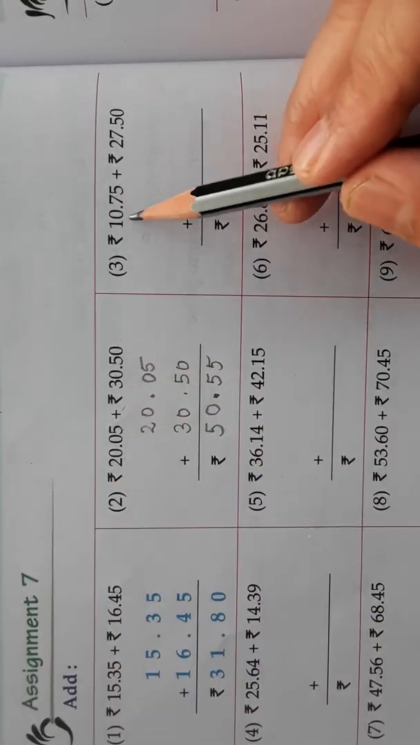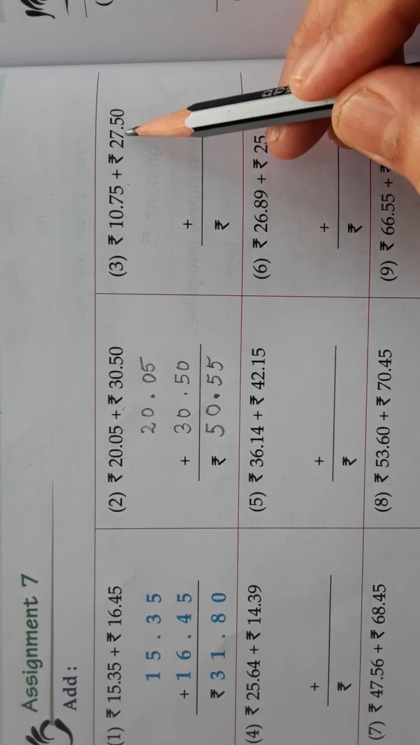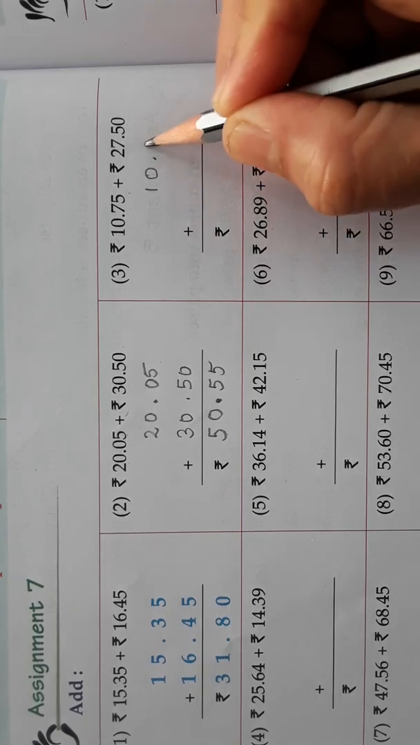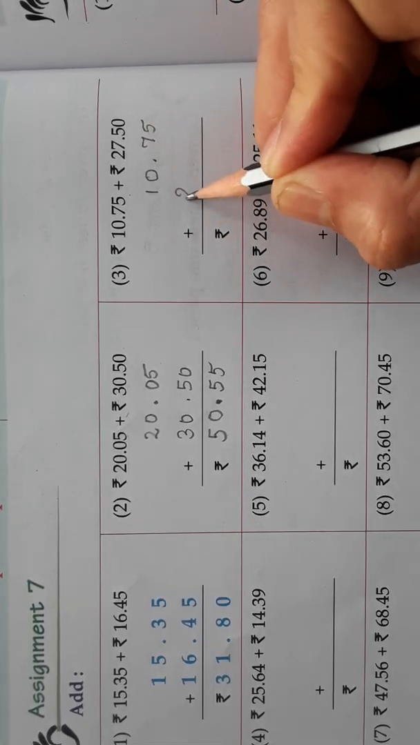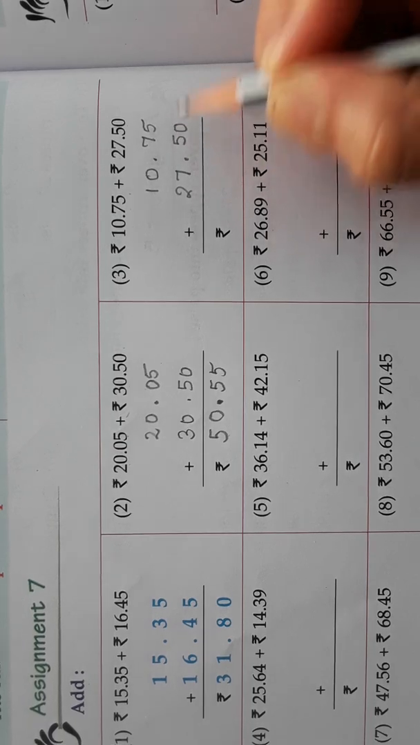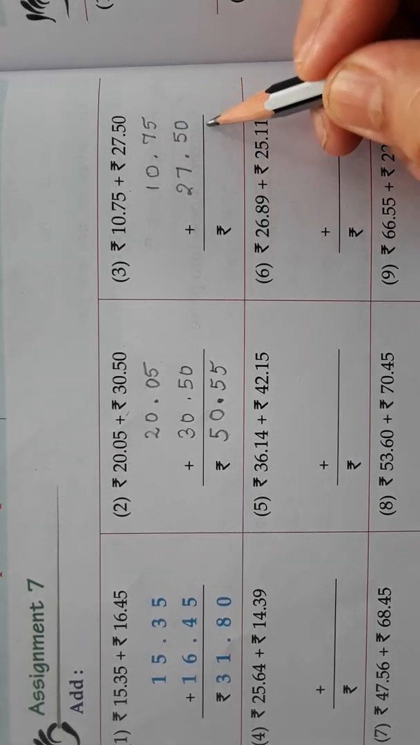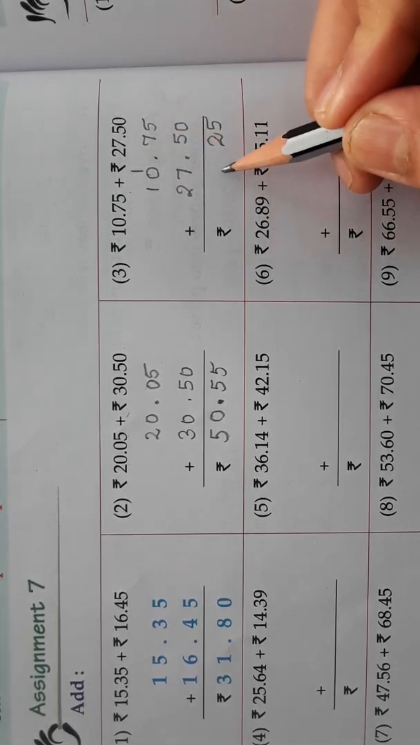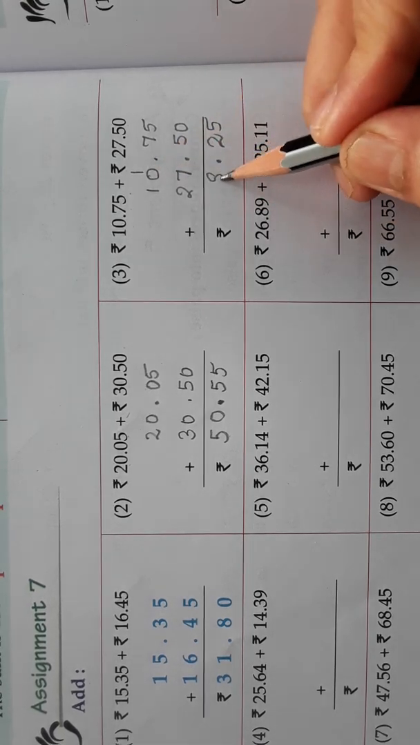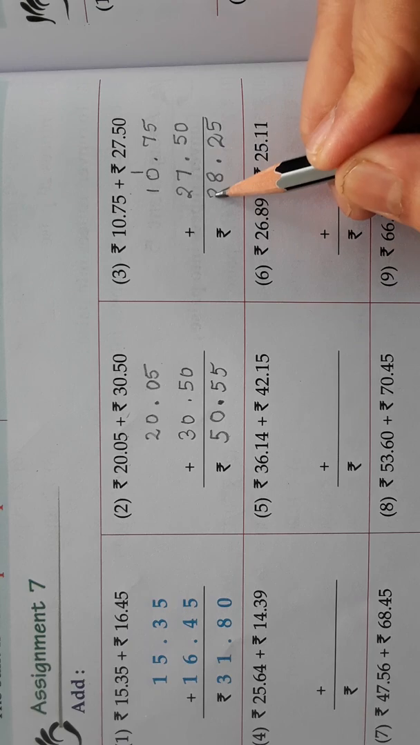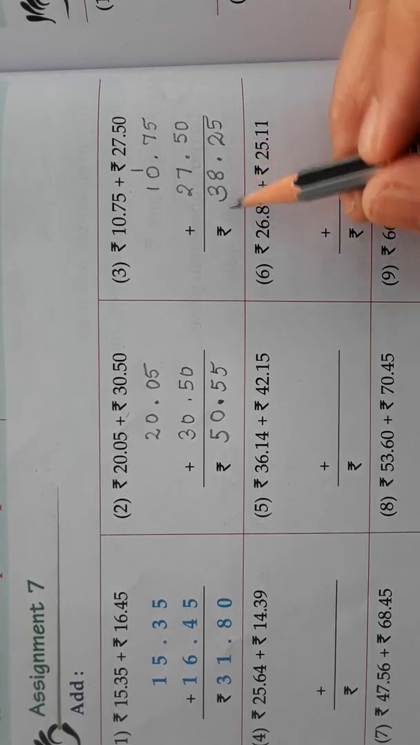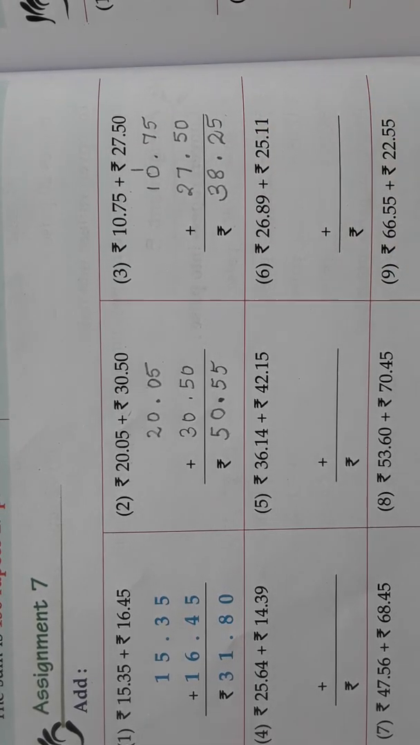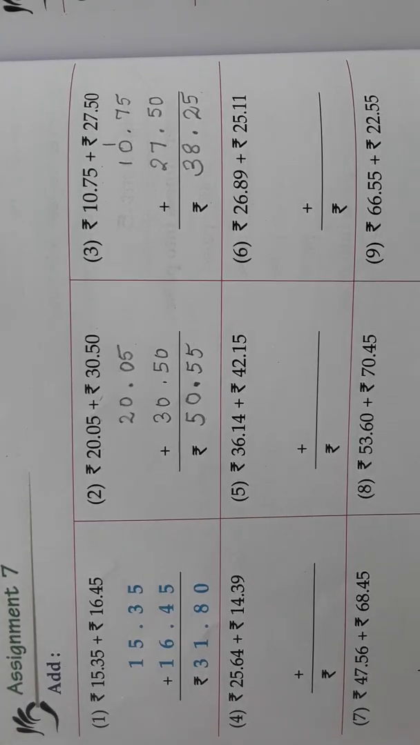Come, we'll see the third one. Add 10 rupees 75 paise plus 27 rupees 50 paise. So write it in order. Just add it. 5 plus 0, 5. 7 plus 5, 12, and 1 as carry. Put the point. 7 plus 1, 8. 2 plus 1, 3. Understood, children? So what's the answer? 38 rupees 25 paise. Very easy, no? So do the sums like that.